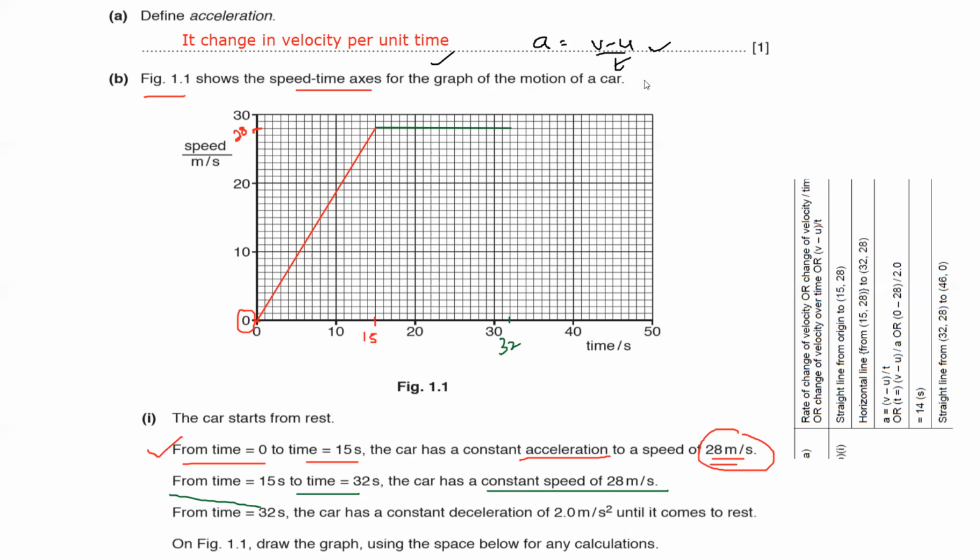Then the third part, for time 32 seconds, the car has a constant deceleration of 2 meter per second square until it comes to rest. So the car is having a deceleration of 2 meter per second square until it stops. We have to complete. So basically, when something is decelerating and stops, we'll draw a line like this.